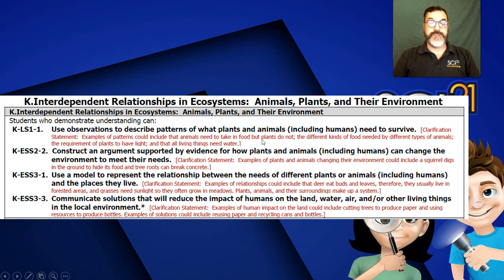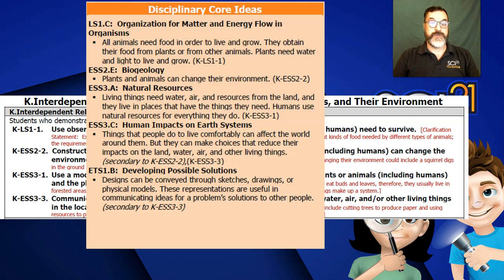The framework of this unit focuses on what humans, plants, and animals need to survive and how they obtain these resources. This unit contains 5 different disciplinary core ideas that explore how plants and animals get the resources they need to survive and the interdependent relationships between plants and animals.